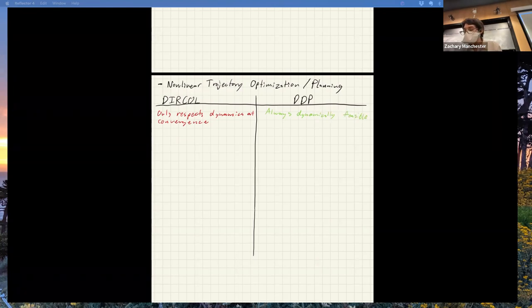The other side of that is that, because of this dynamic feasibility thing, spun the other way, with DIRCOL, like we saw last time, you can supply a made up, dynamically infeasible guess, like a cartoon trajectory that doesn't obey dynamics, but might get you closer to the solution. And you can use that to warm start and potentially get faster convergence. So that can be an advantage as well.